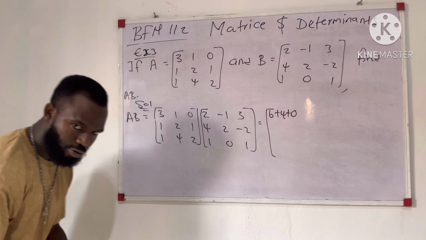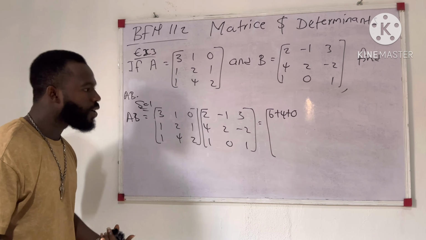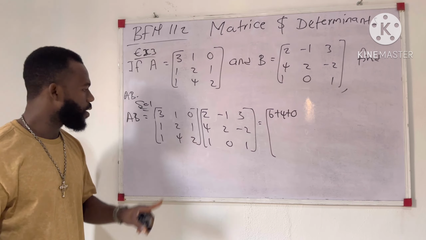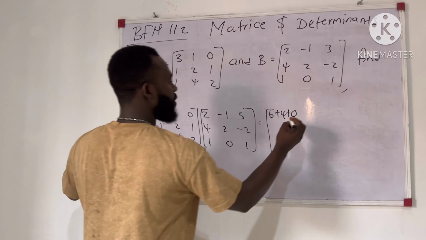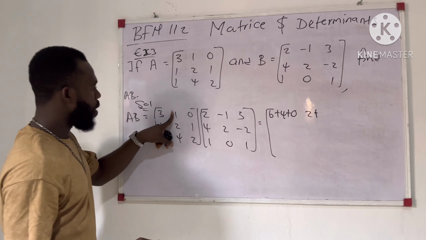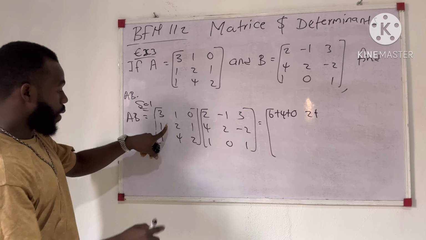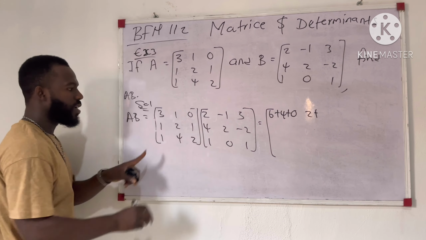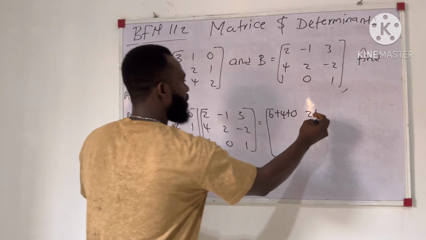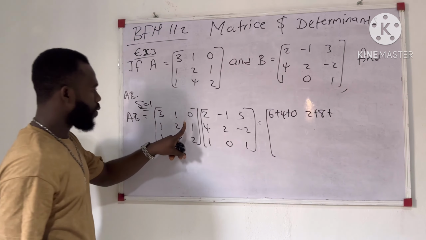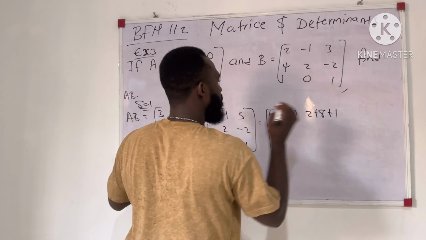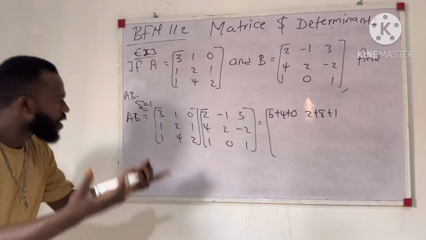Now let's go to the next row. The next row is 1, 2, 1. Again, we multiply 2, 4, 1. So let's go. 1 multiplied by 2 gives me 2. Now we're no longer using this, we're using this. Now 2 multiplied by 4 gives me 8. And 1 multiplied by 1 gives me 1. We're done. Now let's go to the last row.